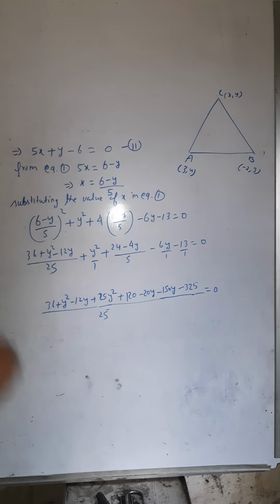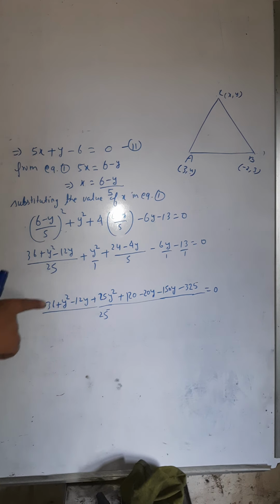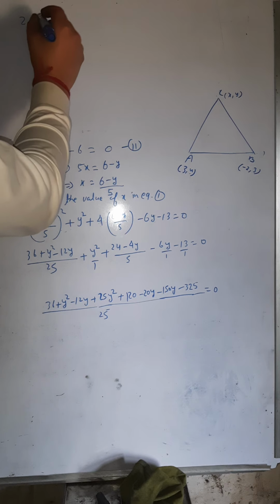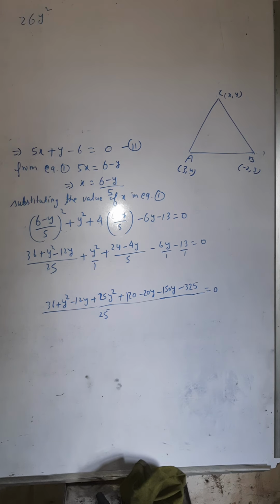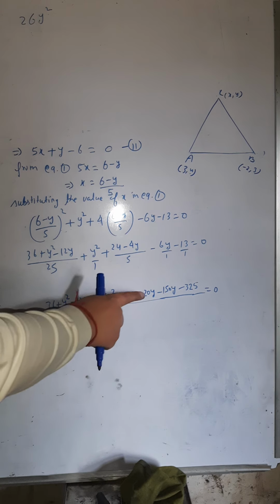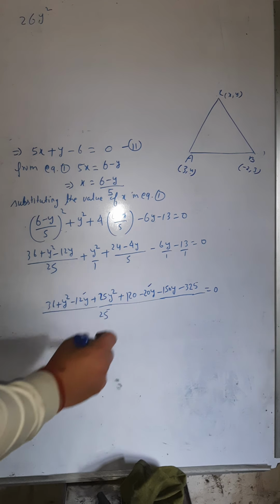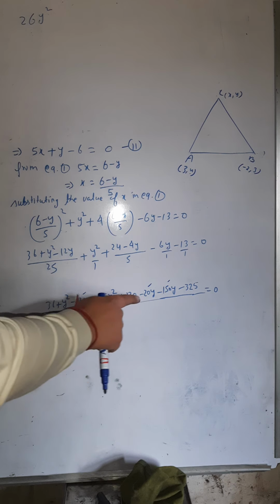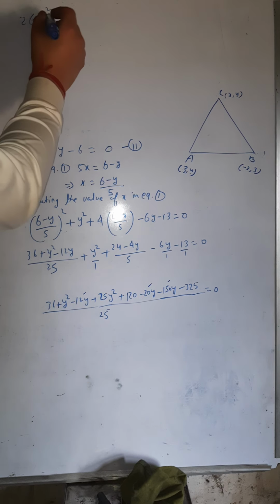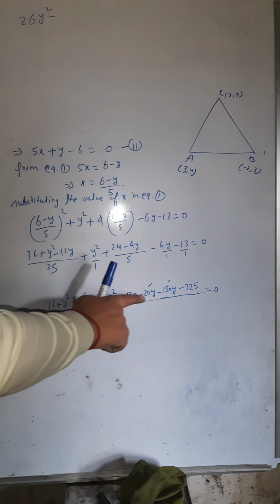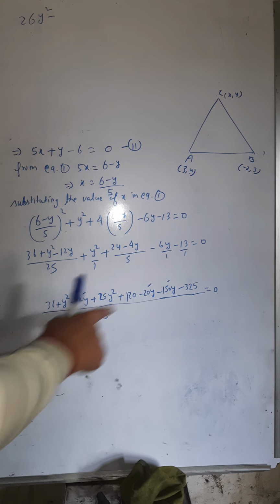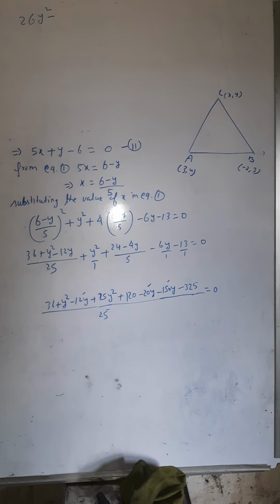Let me write this much. Now y square and 25y square will become 26y square. Now take the y terms together: minus 12y, minus 20y and minus 150y. All of them are minus, so they will be added and the sign will also be minus. So 12 plus 20 is 32, and 32 plus 150 will be 182.